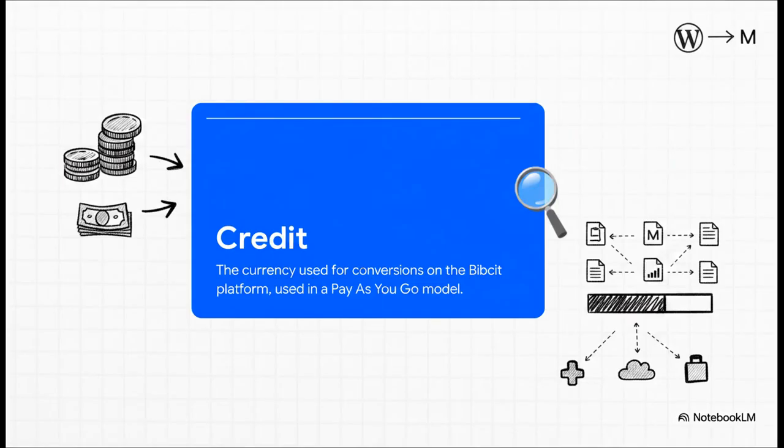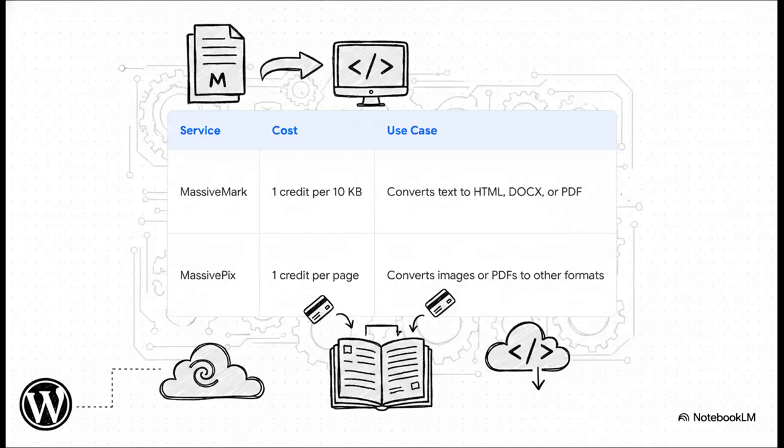So what's a credit anyway? Well, it's pretty simple. Think of it like a token you use for one conversion job. Instead of a monthly subscription that you have to keep paying, you only ever pay for what you actually use. It's a pay-as-you-go system. And what I love here is how upfront they are about it. For what we're doing with this WordPress plugin, you'll be using their Markdown service. And the math is easy. One single credit converts up to 10 kilobytes of text. To put that in perspective, that's like a 10-page document converted to perfect HTML for just 1 credit.